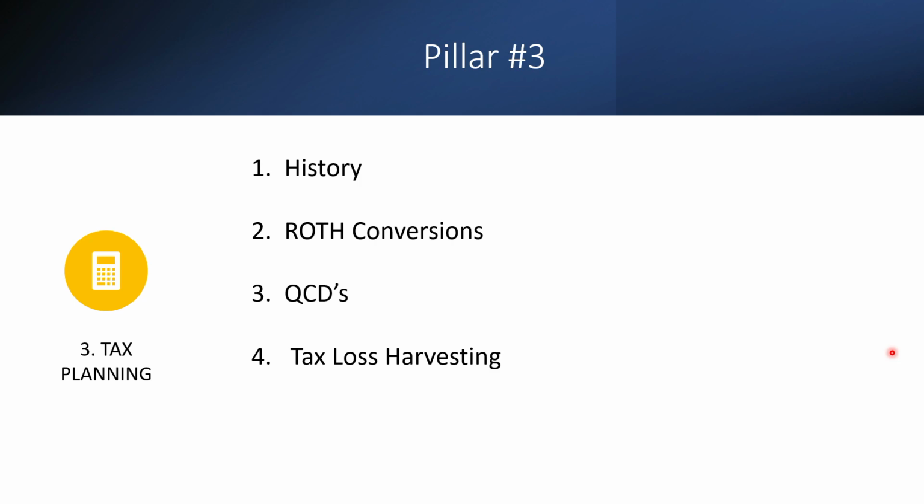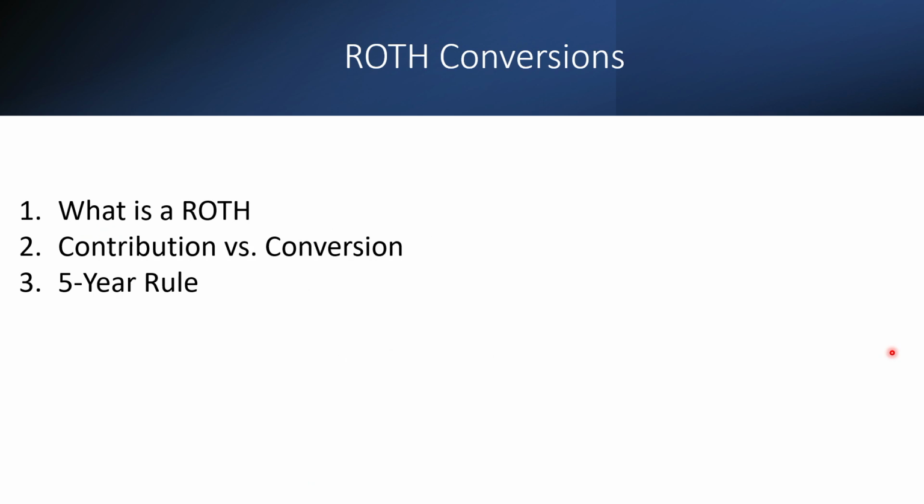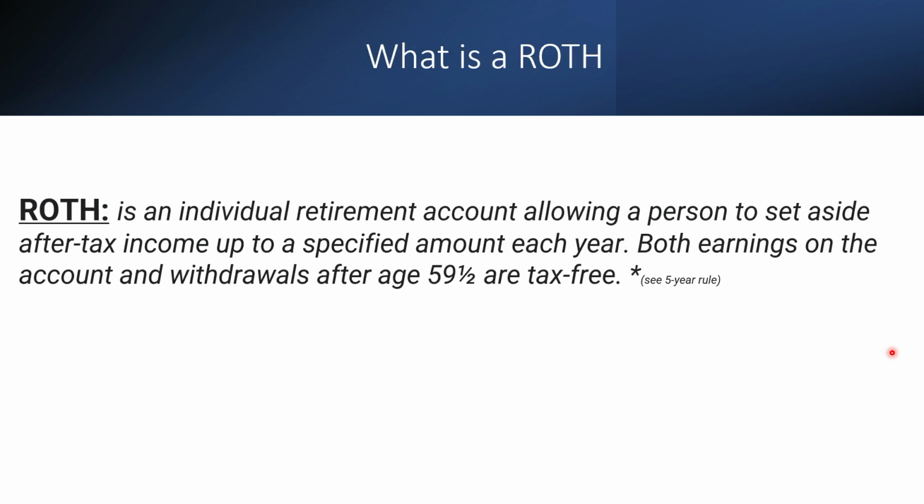Okay. So Roth conversions. What is a Roth? Contributions versus conversions, and the 5-year rule. So we want to go over those 3 main things to understand when you're looking at conversions. So Roth, if you look up Investopedia on Google, you're going to find a simple definition of the Roth. It is an individual retirement account allowing a person to set aside after-tax income up to a specified amount each year. Both earnings on the account and withdrawals after age 59.5 are tax-free.